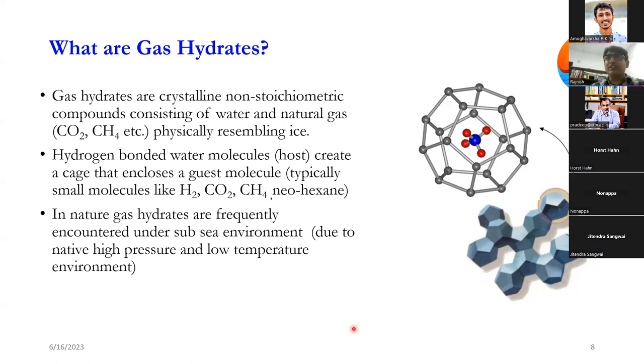So this is the other advantage which you typically have. You have two knobs here, two handles over here. Either you can reduce the temperature to form hydrate, or you can increase the pressure to form hydrate. As a chemical engineer, why do we like this?